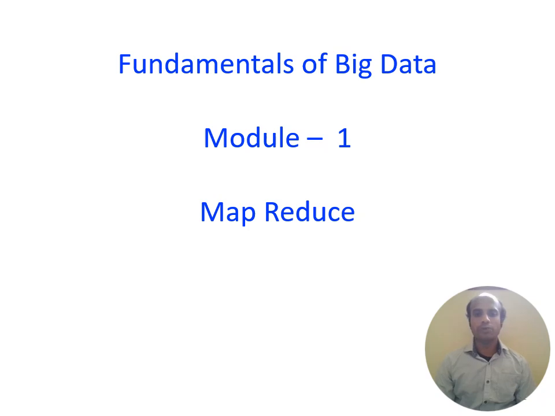It's a programming model for processing data in parallel. So as the name goes, map reduce. The map phase is where divide and conquer happens. The reduce phase is about aggregate and summarize. That's how you need to remember. Map is divide and conquer. Reduce phase is where you aggregate and summarize.